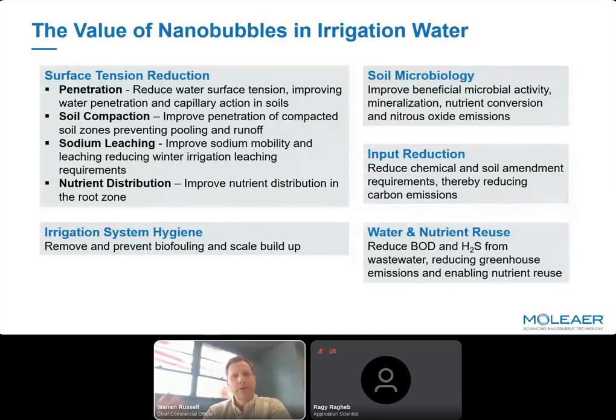And then also soil microbiology, how these nanobubbles influence the soil microbiology, the way that they interact with nutrients, and improving things like nutrient conversion and mineralization and enzymatic action in the soil. And also, tying that all back to, once we improve these different foundation elements, improving the way that we apply and utilize inputs in the soil.